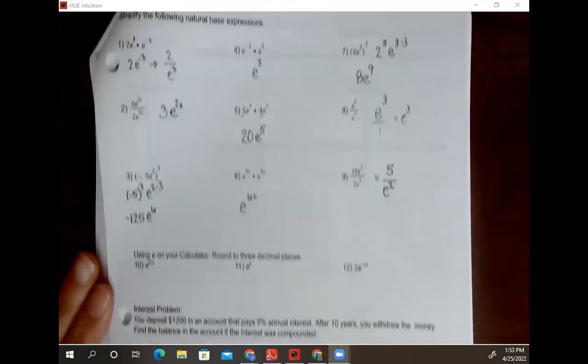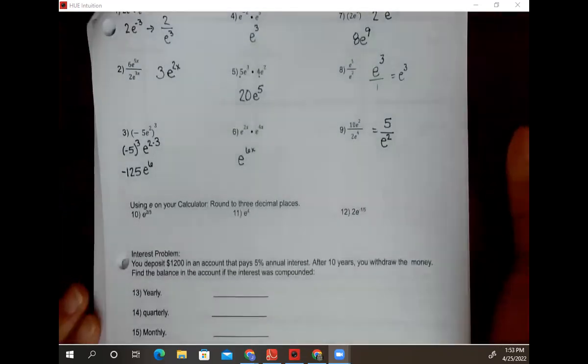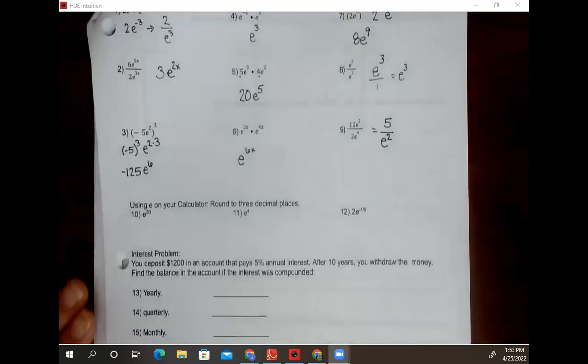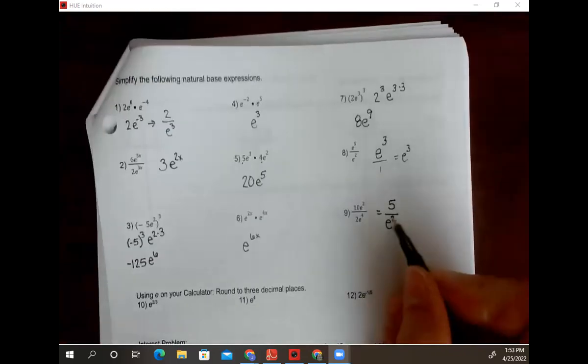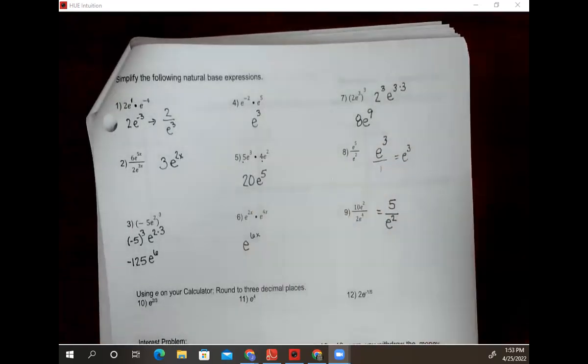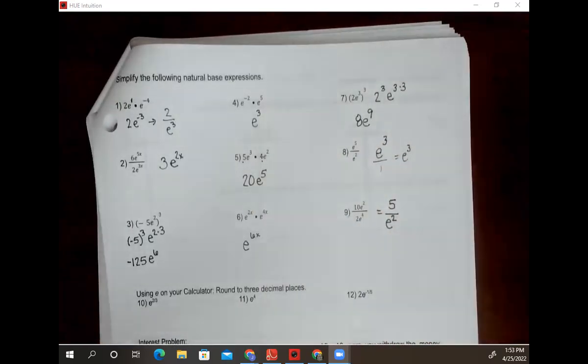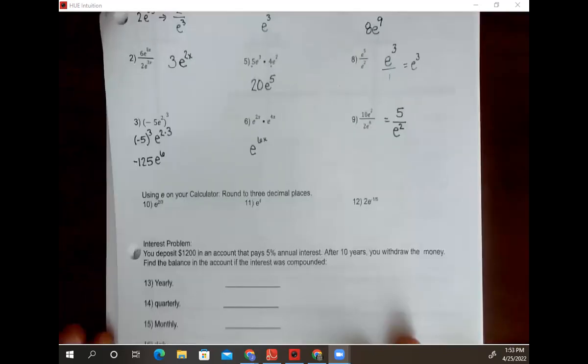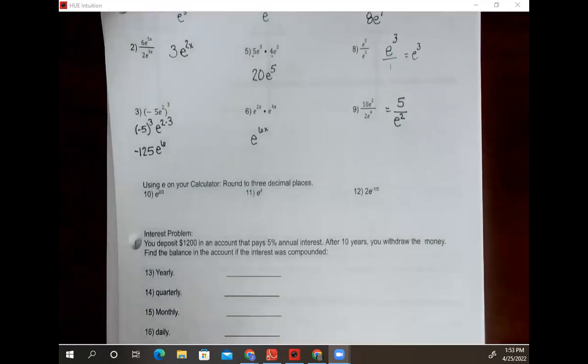The next thing I want to take a look at is actually evaluating things with e. Now remember, e is a number. So this e squared I could simplify. Same with e cubed or e to the 9th or e to the 5th, e to the 6th. I could simplify all of those. So I'm going to show you on your calculator how we do that. We actually have a key for e. So I'm going to pull up my calculator here.